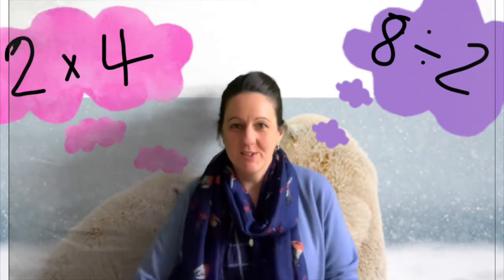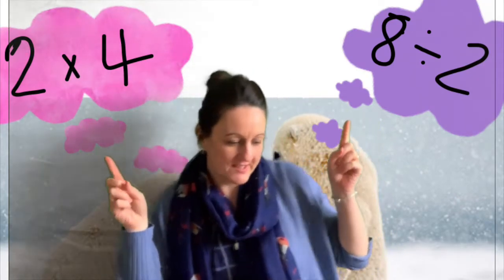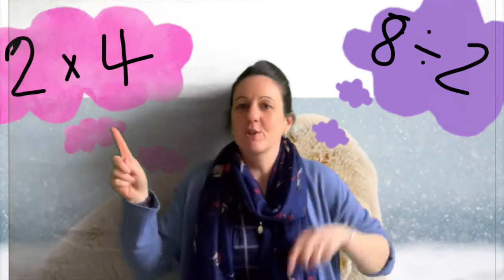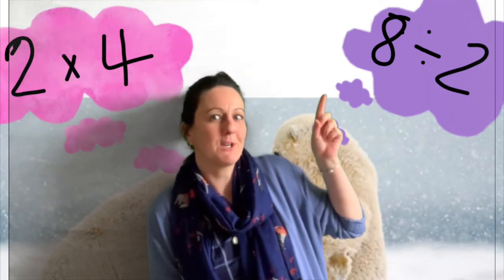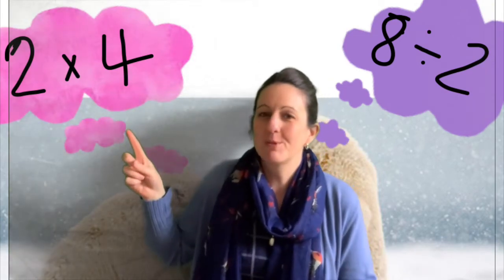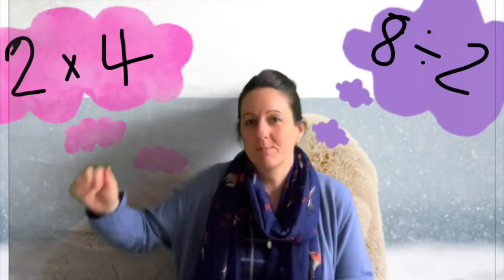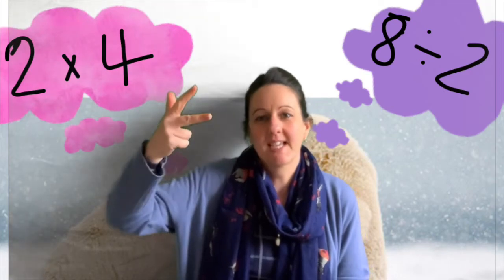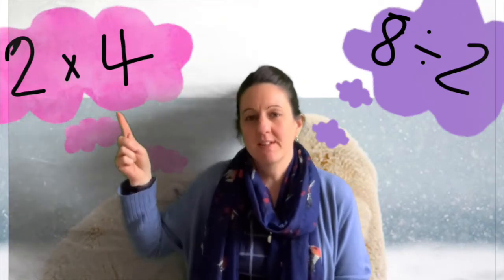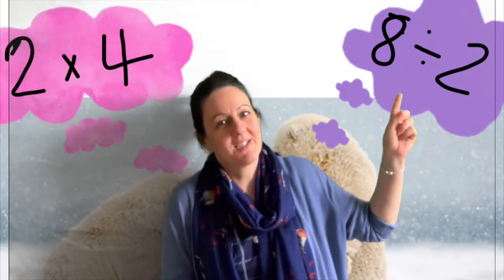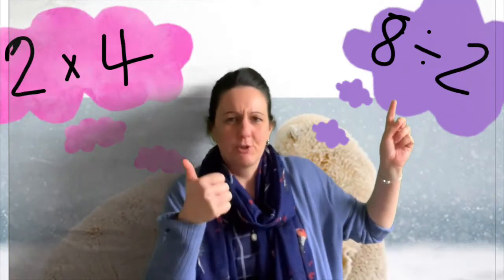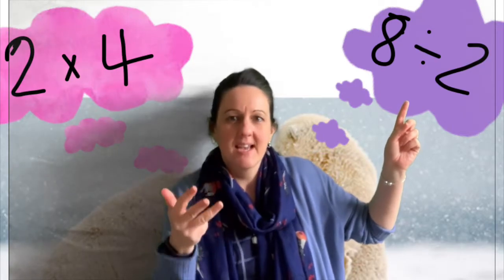Okay, the next one. So look carefully first on our first steps to success. So we've got 2 times 4 on this side and 8 divided by 2. So 2 times 4: 2, 4, 6, 8. The total on this side is 8. Now 8 divided by 2. So 2, 4, 6, 8.